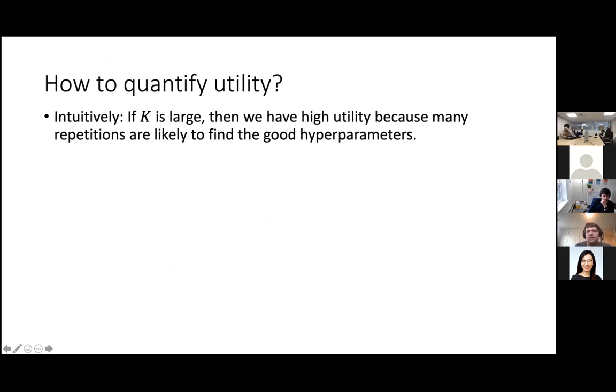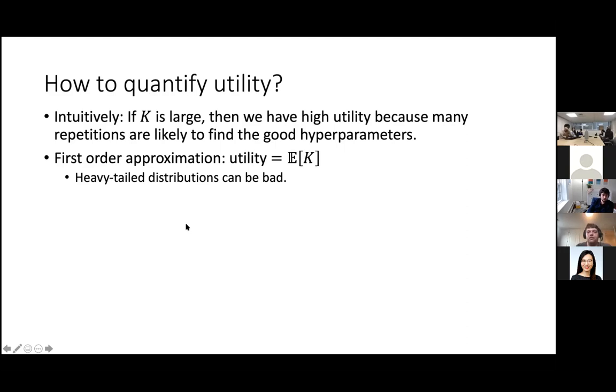So, just at the high intuitive level, we just want K to be large, right? Because if K is large, it means we're doing many repetitions. We're likely to find the thing we're looking for. Now the obvious thing that you would think of to measure utility is just the expectation, right? So that's kind of a first order approximation. The higher the expectation is, the better we have utility.